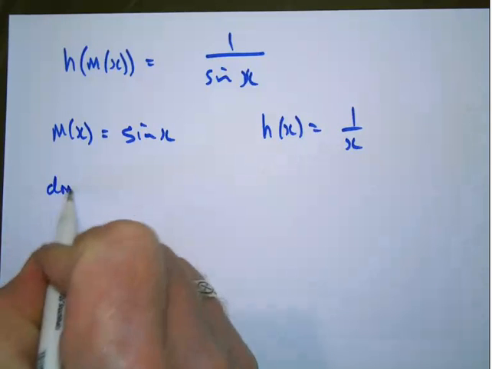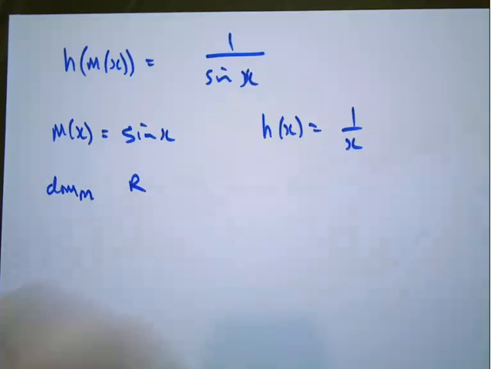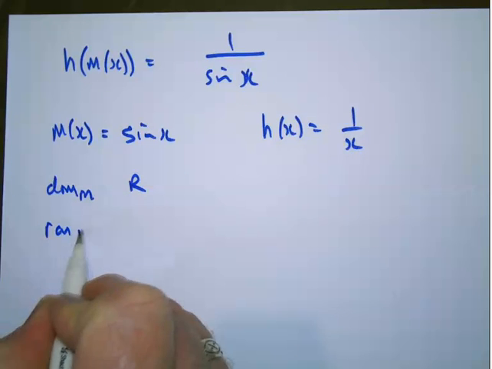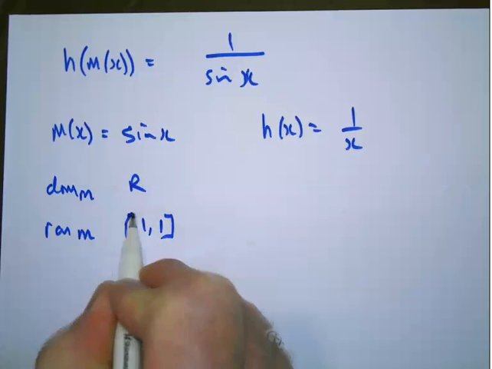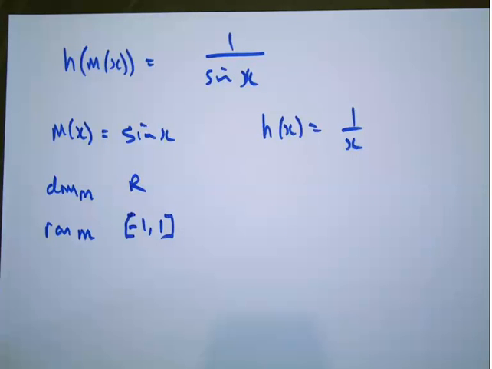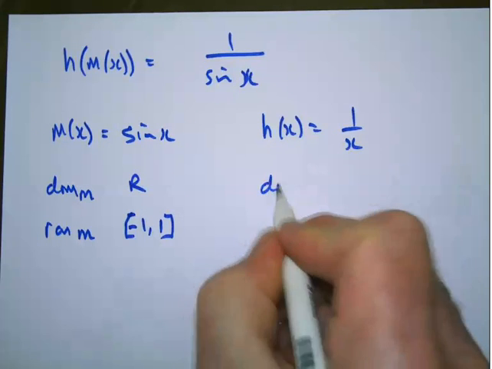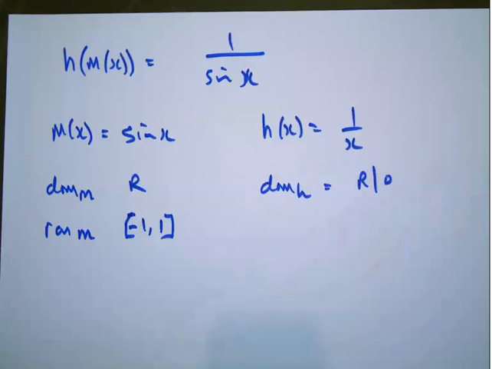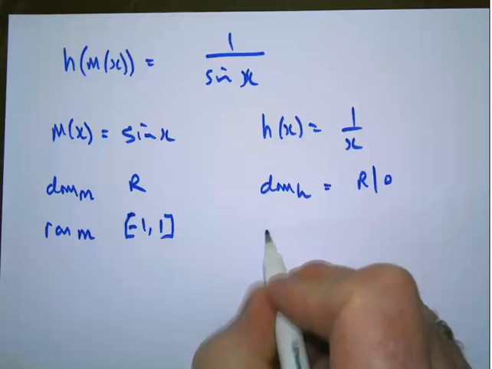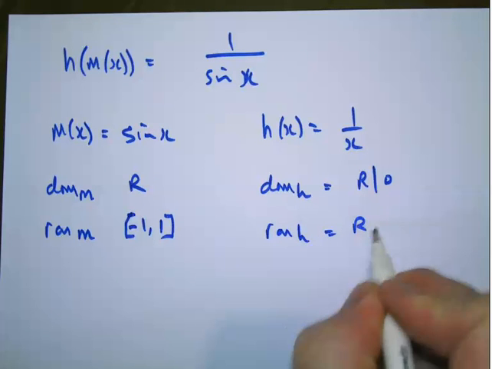The domain of m is all real numbers. The range of m is negative 1 to 1, since it's a trigonometric function, the sine function. The domain of h is all real numbers except for 0, and the range of h is also all real numbers except for 0.